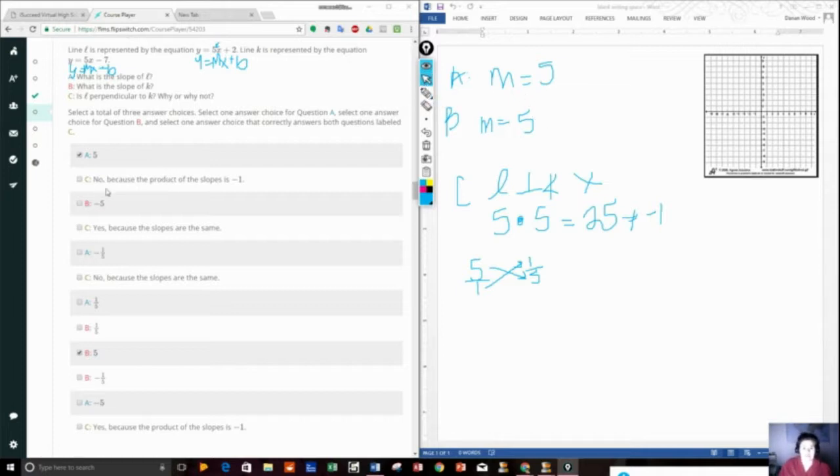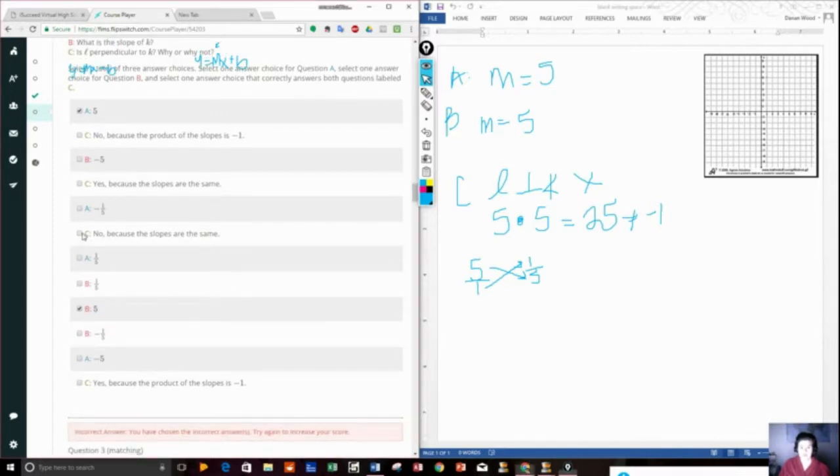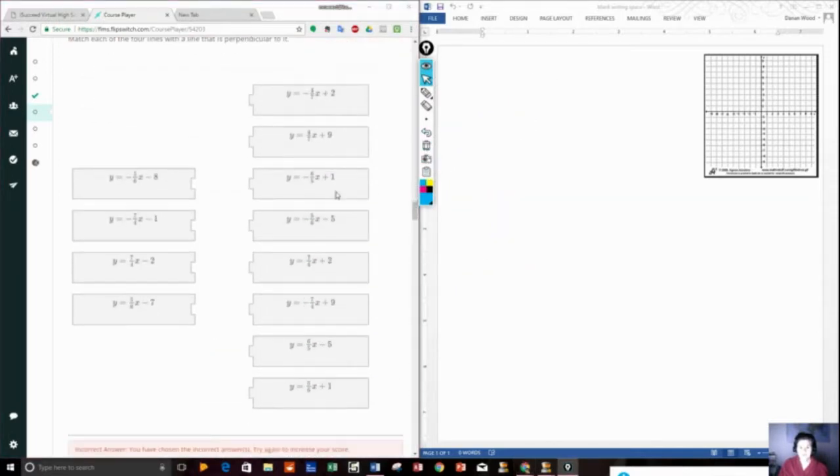But question C, it looks like they were wanting the product. So C, no, because the product of the slopes is not -1. So we're looking for a no. No, because the slopes are the same. That's also correct, because having the same slopes means that they're parallel. So there's our solutions for question 2.